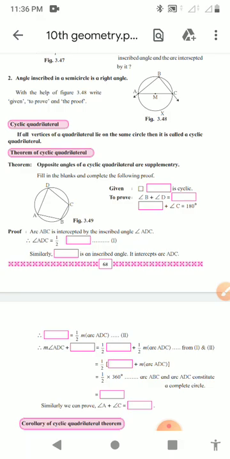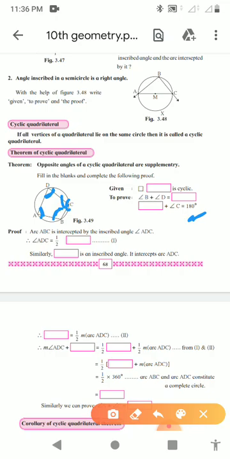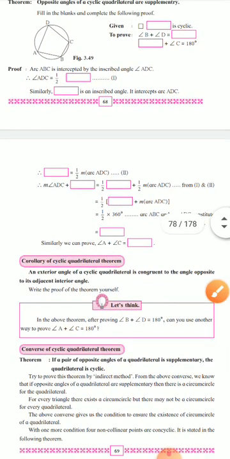According to the theorem, opposite angles of a cyclic quadrilateral are supplementary. So what we have to prove is that these opposite angles, angle B and D, and angle A and C, are supplementary. That means angle B plus angle D, which is equal to angle A plus angle C, because they are opposite angles, is equal to 180 degrees. We can easily prove it. I will skip it because this is just given in the activity format. We just have to put the values over there.